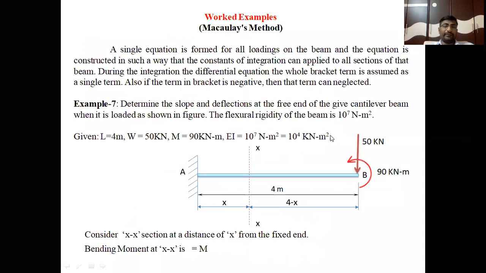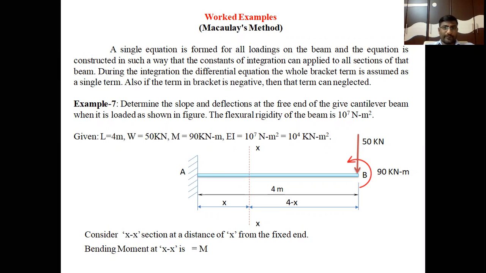That is the point I have written here. You have to remember these points. A single equation must be formed in the Macaulay method, and while integrating, the constants of integration can be applied throughout the beam. That section applies throughout the beam. And during integration of the differential equation, the whole bracket term is assumed as a single term, and if the bracket term is negative, the term can be neglected. These are the points to remember in the Macaulay method, which are different from the double integration method. If we solve one problem, we can easily clarify those points. First problem.